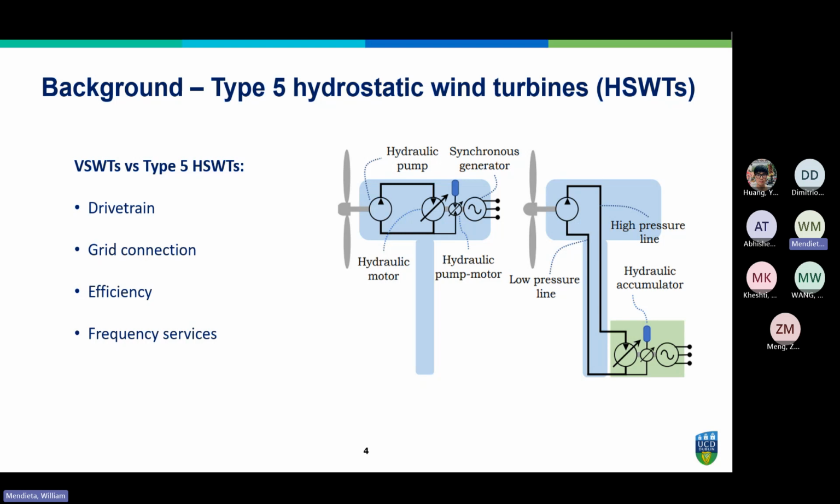Variable speed wind turbines are unable to produce a natural inertial response since they are connected to the grid through a power converter. They can, however, provide a fast frequency response by adding additional control loops to their control system. In contrast, a hydrostatic wind turbine will naturally provide an inertial response, which can also be improved by controlling the accumulator, and we can also add some fast frequency response control loops.